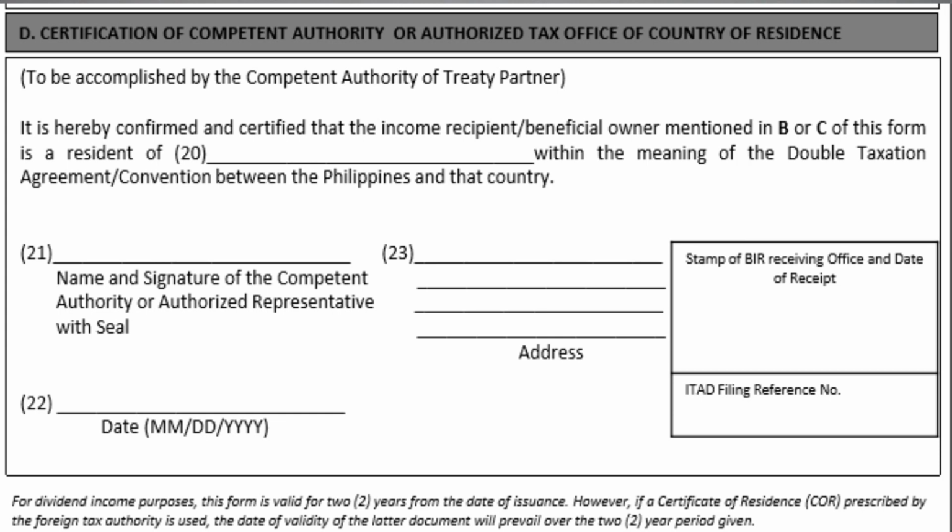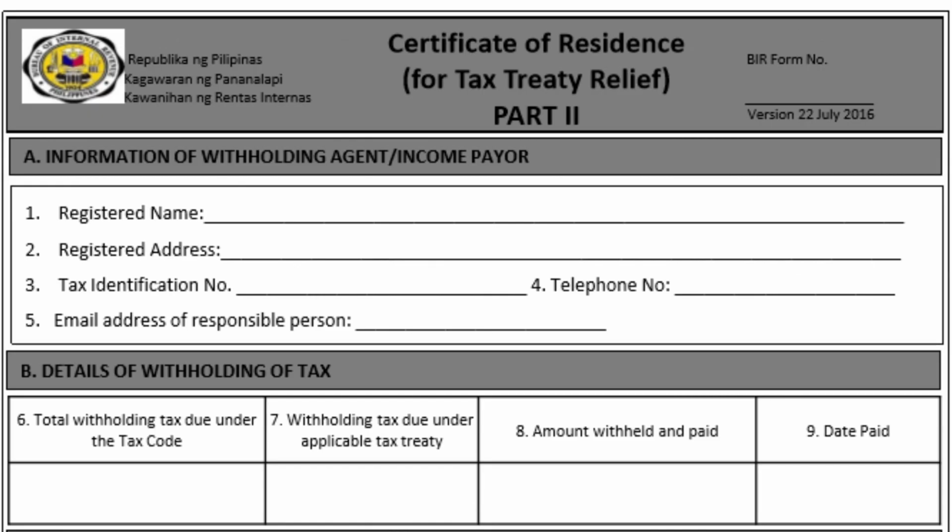Okay. Note, for dividend income purposes, this form is valid for 2 years from the date of issuance. However, if a certificate of residence or COR prescribed by the Foreign Tax Authority is used, the date of validity of the latter document will prevail over the 2-year period given. So, halimbawa sa atin ang validity for dividend income purposes natin, 2 years. Sa ibang bansa, 1 year lang. Sa kanila yung magpiprevail. O yung sa atin 2 years, sa ibang bansa 3 years, sa kanila pa rin yung magpiprevail.